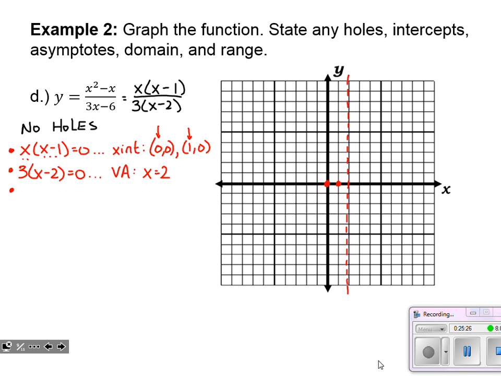And lastly, what happens when x itself is equal to 0? Well, then I get y equals 0 over negative 6. So that tells me that my y-intercept is the point (0, 0), which makes sense because when we found that as an x-intercept, it's also on the y-axis. So no real surprises there. Next, for the big X test. Here the numerator has degree 2, and the denominator has degree 1, so the numerator takes over.